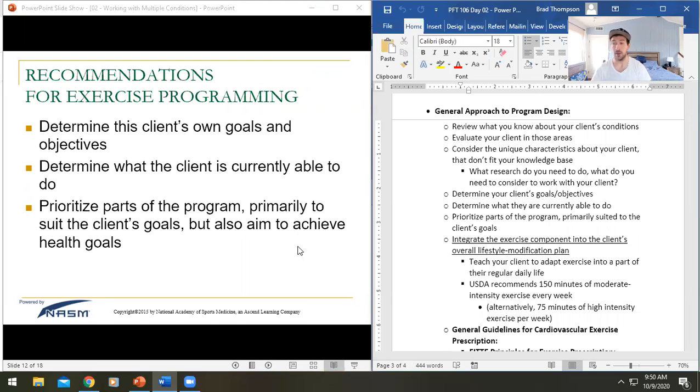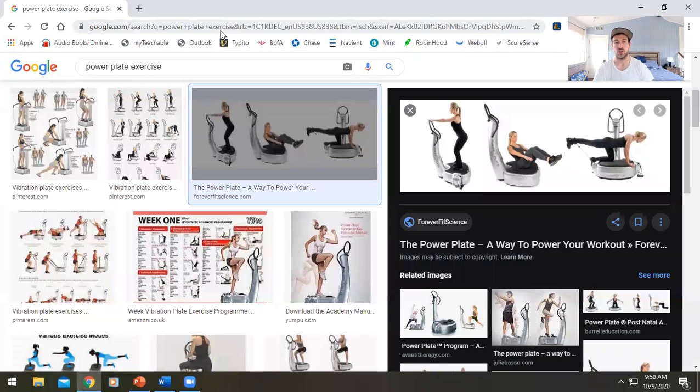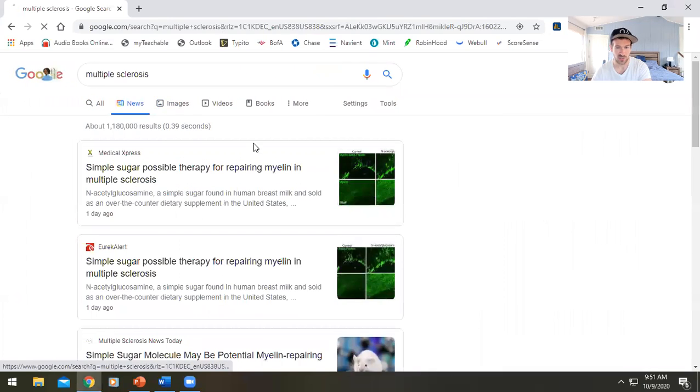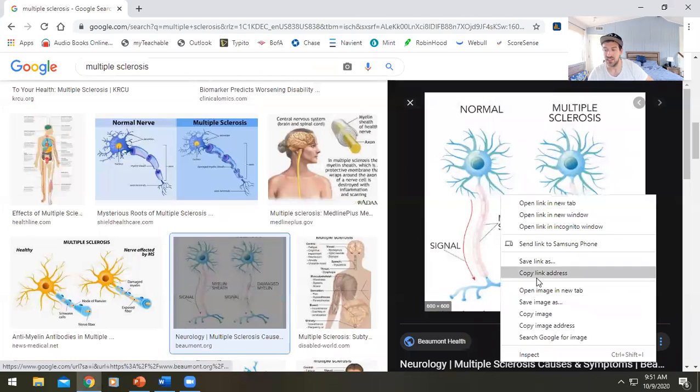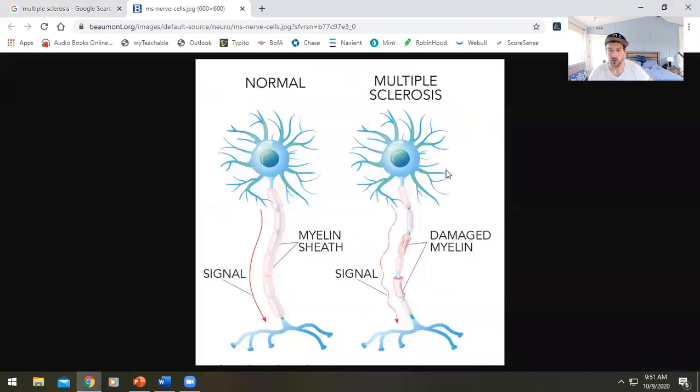One of the populations that we're not going to talk about in this class, but is somewhat common, is working with clients who have multiple sclerosis. That's called MS. It's a nervous system disease. It's actually an autoimmune disease where your own immune system eats away at your nervous system. So if we look at multiple sclerosis, I'm sure I'll get a picture here of a neuron. There we go. What we see in multiple sclerosis, for some reason, is our own immune system eats away at the tail of our neurons, and so you can see this damaged myelin sheath here.